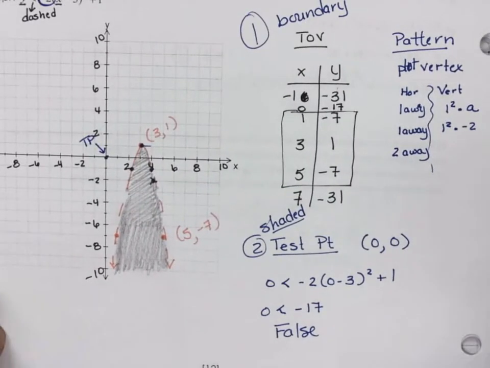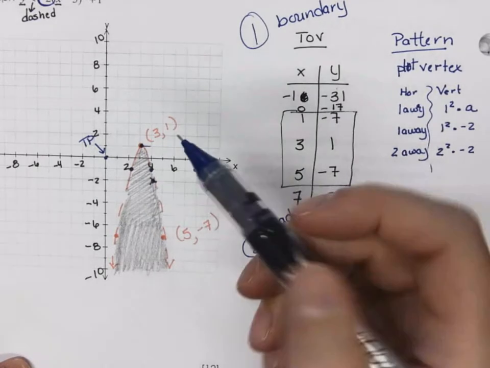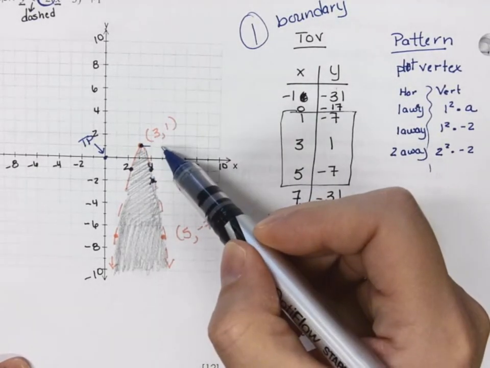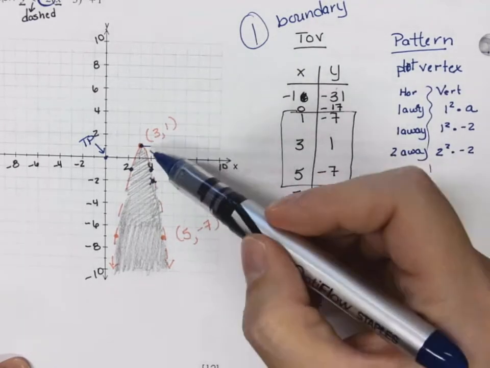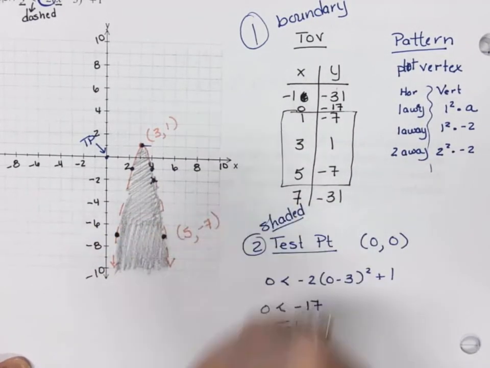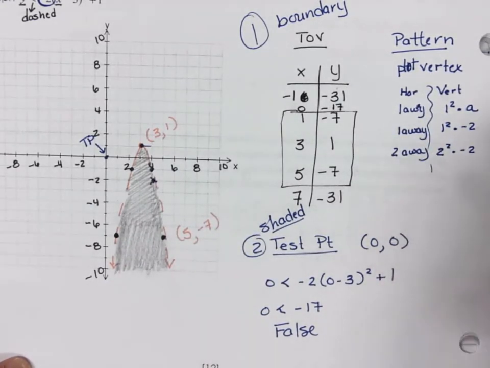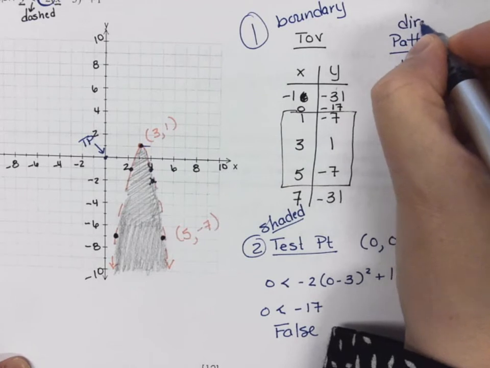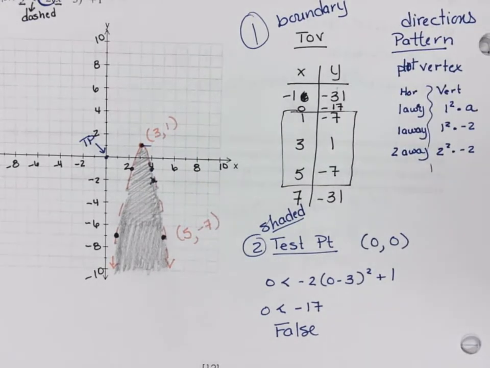So then I would go 2 away, and it would be 2 squared times -2. So I'd go 2 away, so now I'd be at 5, and I would be going down 8. So if I started at 1, I'd be at -7. So these aren't coordinate pairs, these are directions. These are like mapping directions. So that's sometimes how I'll do it.